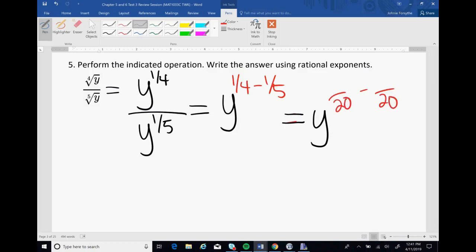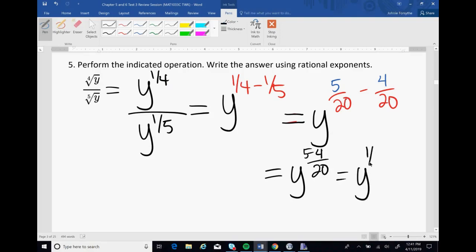So 4 times 5 is 20. So 1 times 5 is 5. And then 5 times 4 is 20. So 1 times 4 is 4. So we can now subtract those exponents because they have common denominators. So we're going to keep that denominator and combine the top. So your final answer is going to be y to the 1/20.